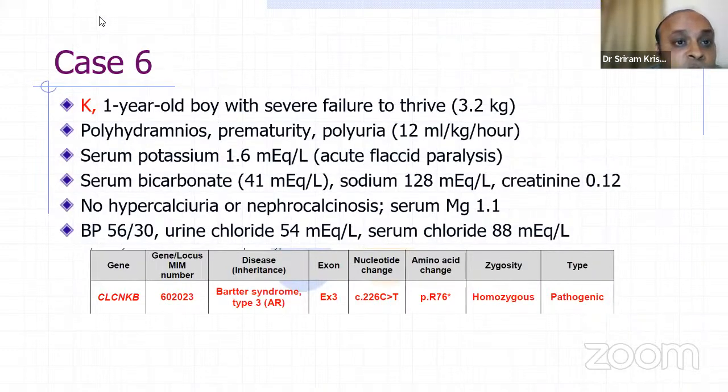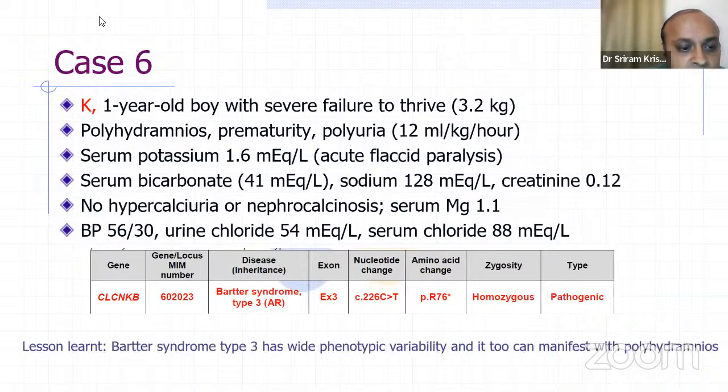Since there was polyhydramnios, we were expecting a type 1 or a type 2, but it has come out to be a CLCNKB, which is a type 3 mutation. So the lesson learned from this case is that type 3 has a very wide phenotypical variability, and it too can manifest with polyhydramnios to the extent of about 25% in some series. So as I said earlier, type 3 is the most variable and the most confusing variety of Bartter.